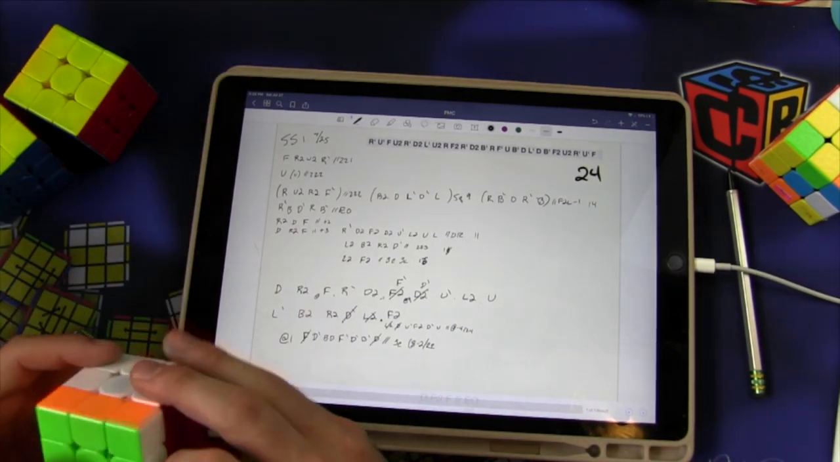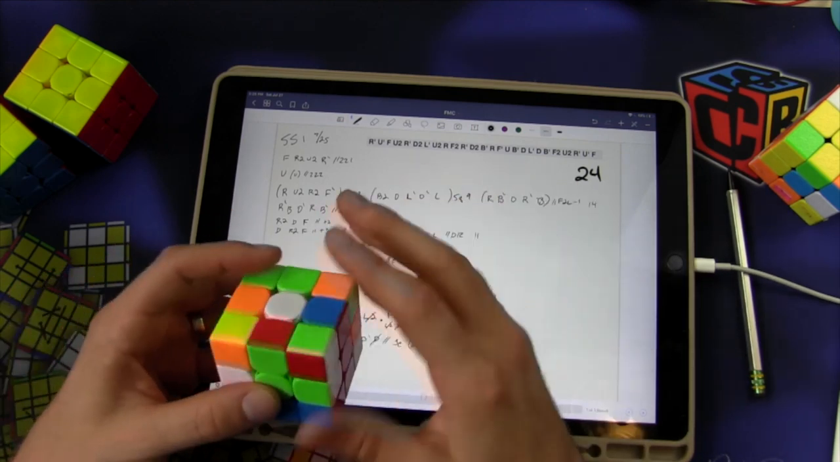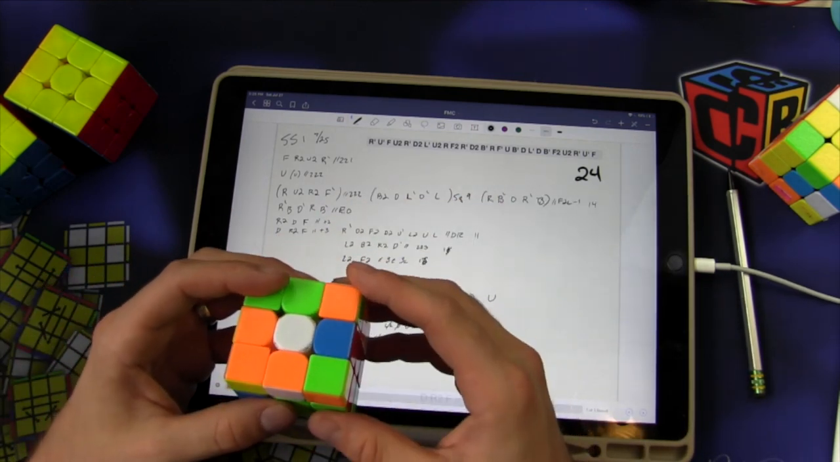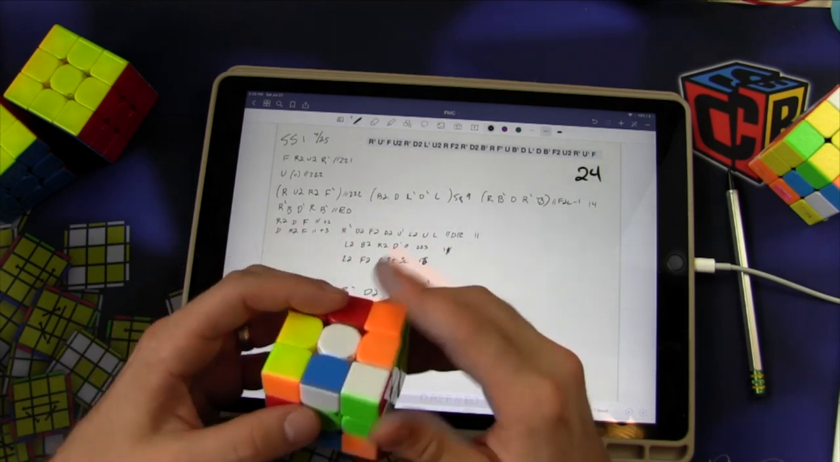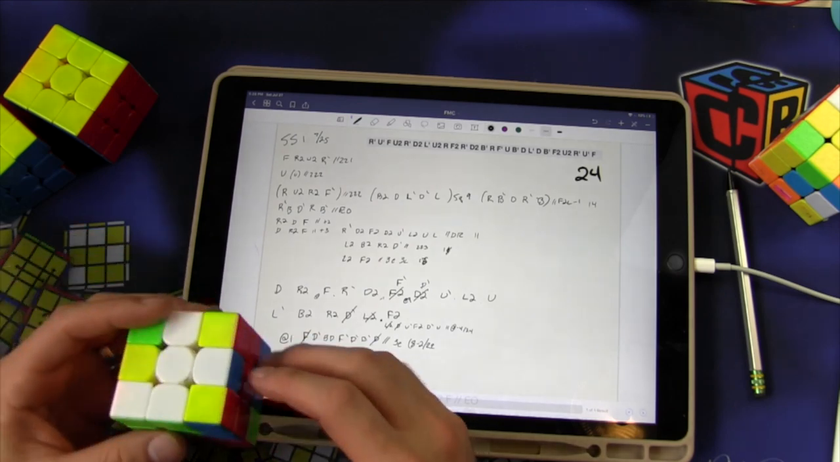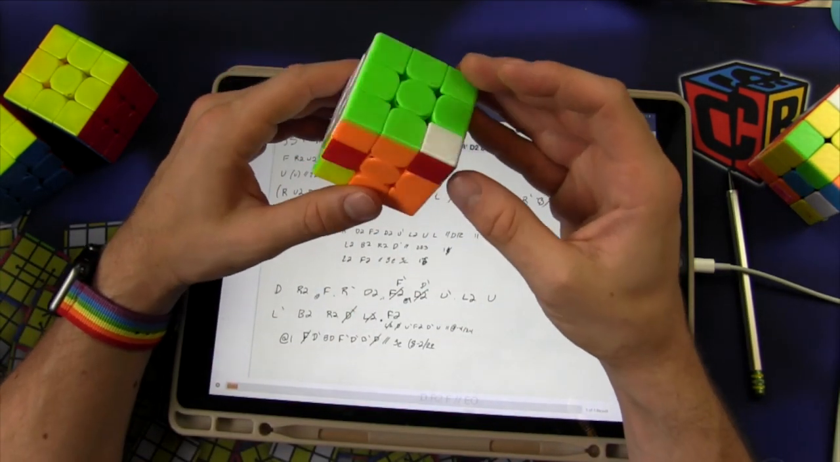So starting at that F, doing the scramble. Uh-oh. I think I might have messed that up. Let's find out. And then those two moves. Okay, I didn't mess it up. So good. So let's see where we had this.